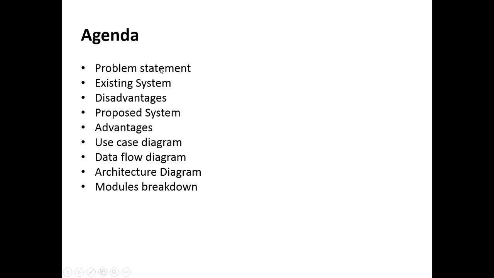We will state the problem clearly, followed by the existing system and their drawbacks, and also the proposed system and their advantages. And then we'll get into the use case diagram, the data flow diagram, and the project architecture diagram. And then we will divide the entire project into smaller modules, and we'll understand it module by module. Okay, so let's get started now.